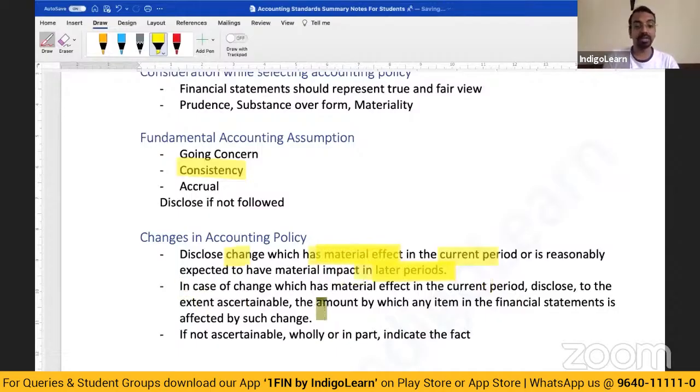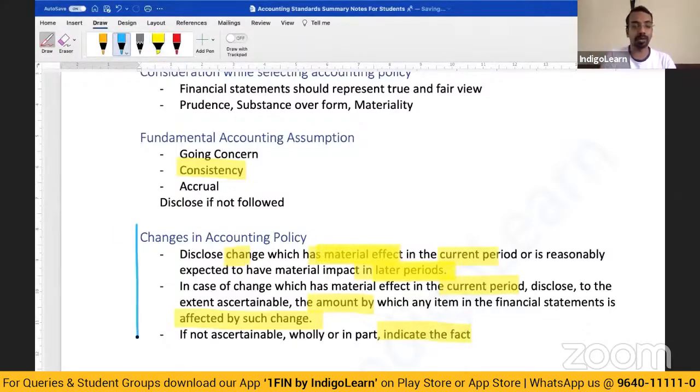Second, if the change has material effect in the current period, to the extent ascertainable, what is the amount by which any item in the financial statement is affected by such change? So, whenever you are changing an accounting policy, if it has impacted materially some item in the financial statement, you have to disclose the amount by which that item in the financial statement is affected. If that amount cannot be determined, then you have to indicate the fact that we cannot determine that particular amount, right?